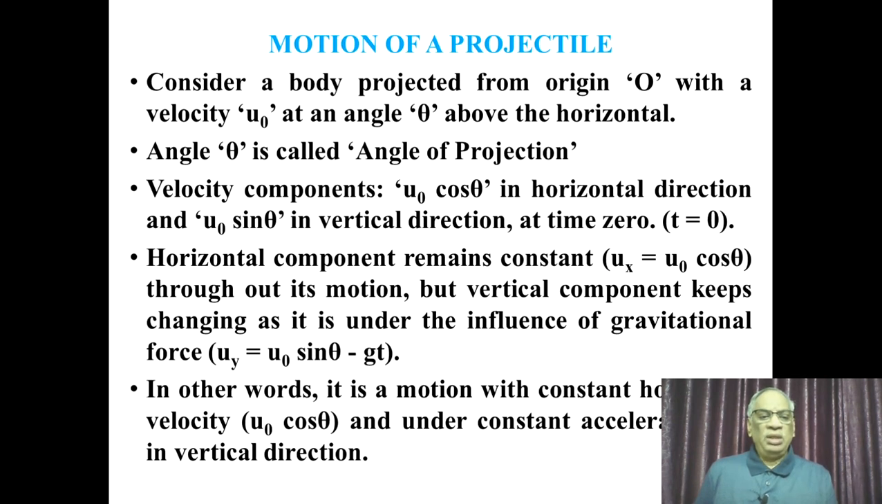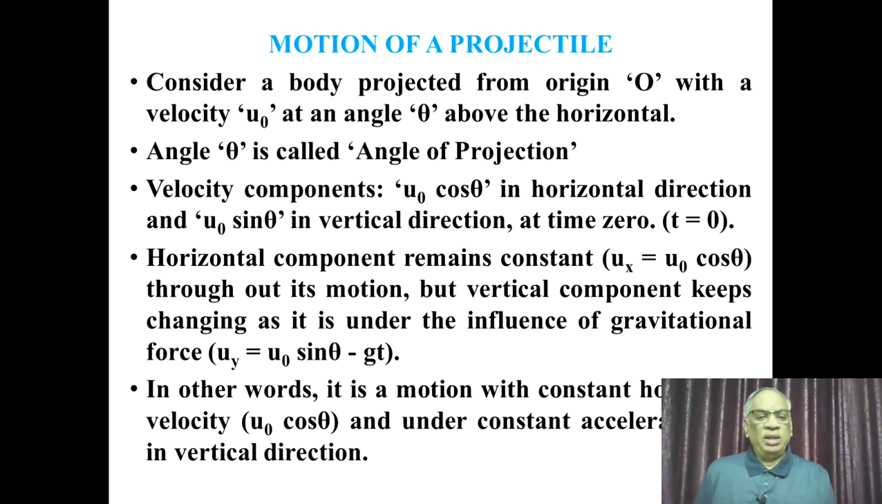So consider a body projected from the point O, that is origin, at an angle theta with the horizontal. The angle theta is called the angle of projection, and it will have two components, in the horizontal direction, that is x-axis, and in the y-axis. The horizontal component is u naught cos theta, because theta is the angle making with the horizontal, and u naught sin theta in the vertical direction at the initial condition, that is when time is 0.